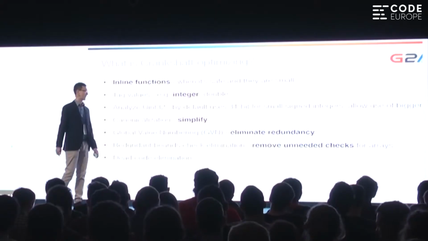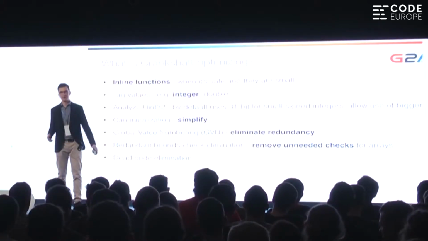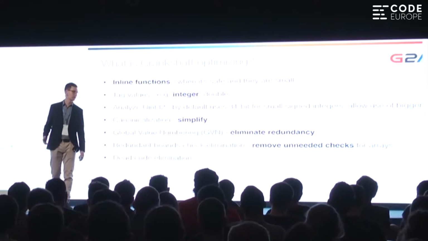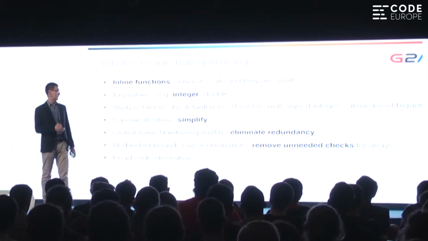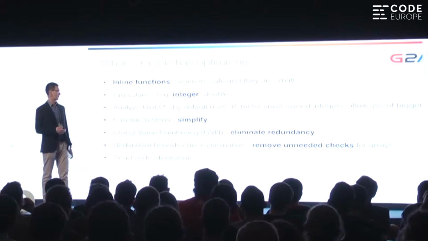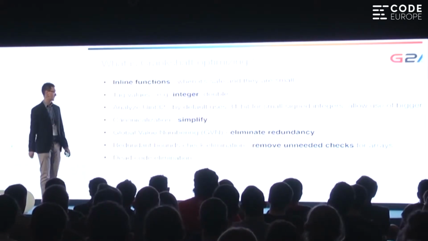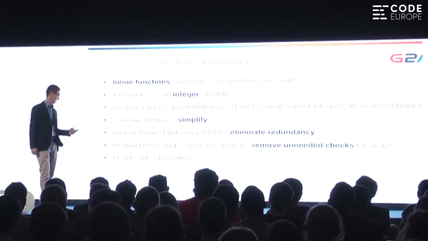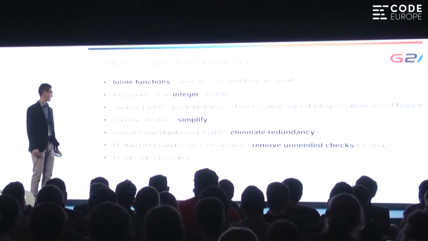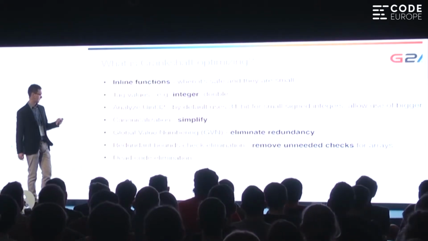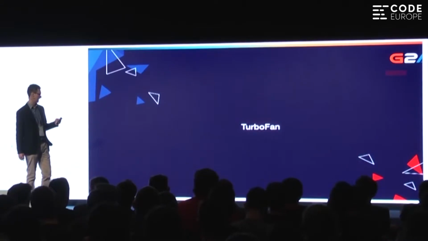In native code, it has to check if this array exists, if it's not out of bounds. When it knows that there will not be such a possibility, it can just remove those checks. And the last one here is dead code elimination, just removing code which is not needed.